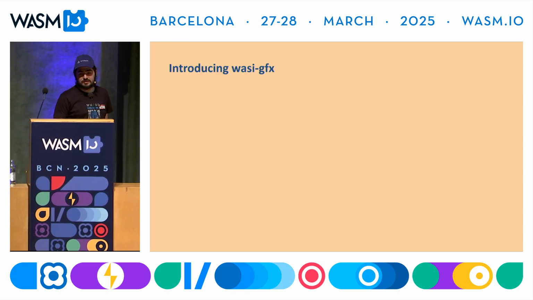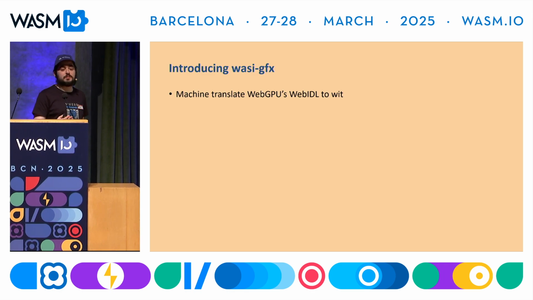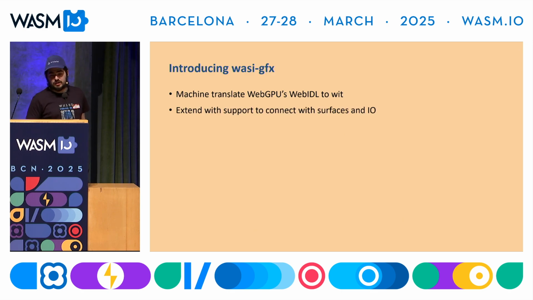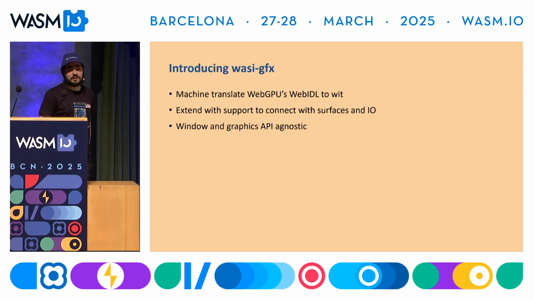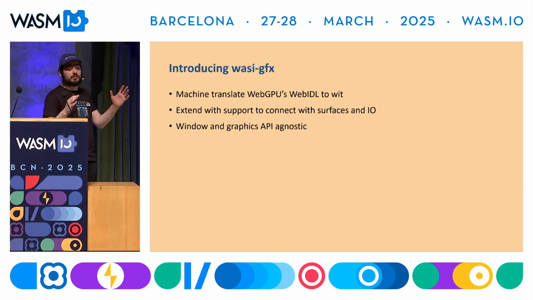So wasi-gfx is a translation of the WebGPU spec into WIT, which is the language used to define components in the component model. And we need to extend that a little bit, because WebGPU by itself can't really draw to the screen. It relies on HTML canvas for that. That's where WASI surfaces come in. And that is completely window and graphics API agnostic, so it can run as a standalone window or as part of a larger app, or, as we're going to show later, as part of a game. And it can run a variety of graphics APIs like DX12, Vulkan, etc.